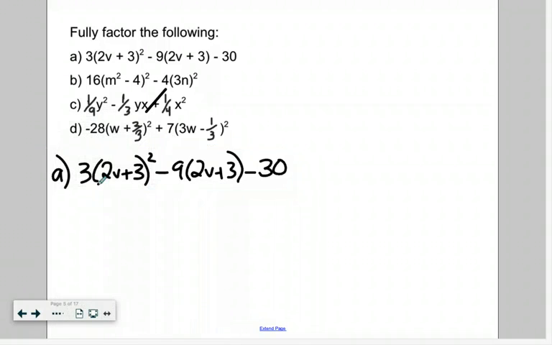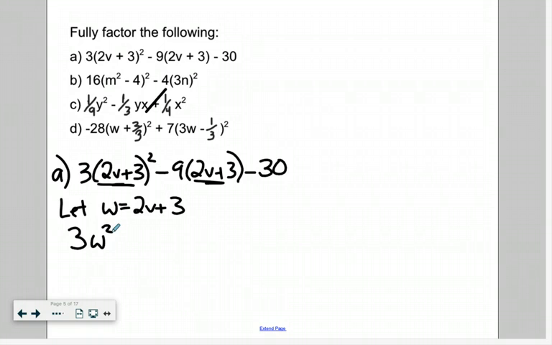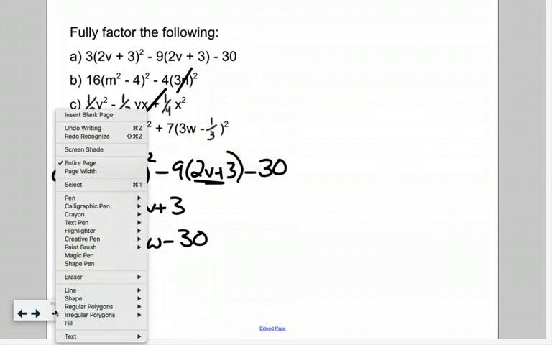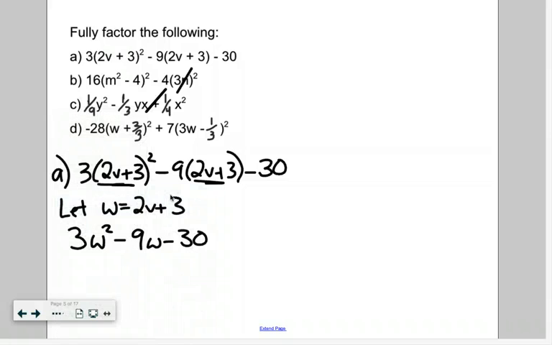All right, so we see that 2v plus 3 shows up here as well as here. And this is where you create that dummy variable of, let's say, let w equal 2v plus 3. And now everywhere I see 2v plus 3, I'll substitute a w. So then what we get is 3w squared minus 9w minus 30. Okay? And then what you end up having is something that can be factored a lot easier.